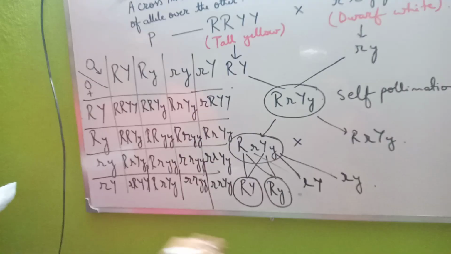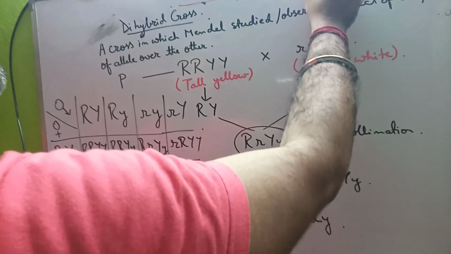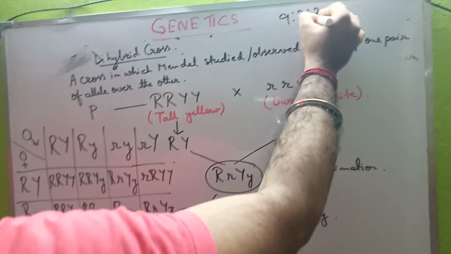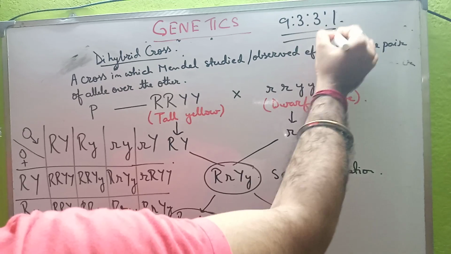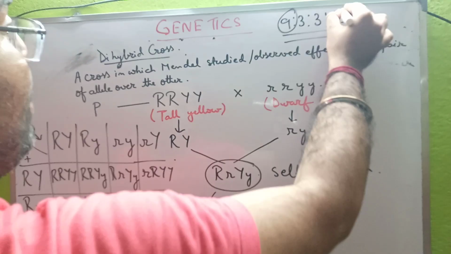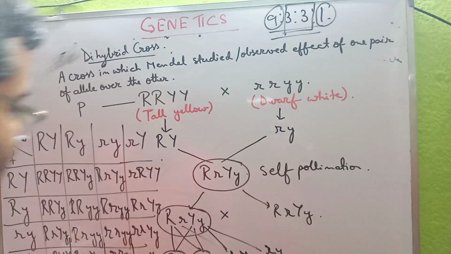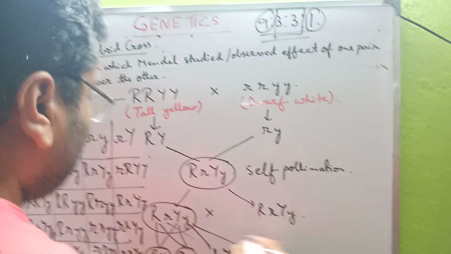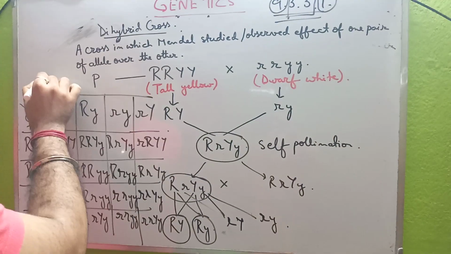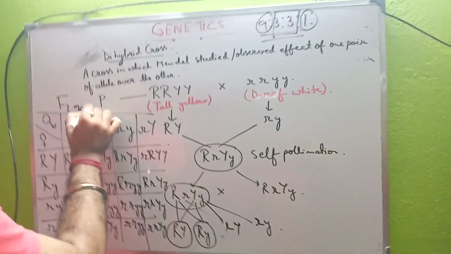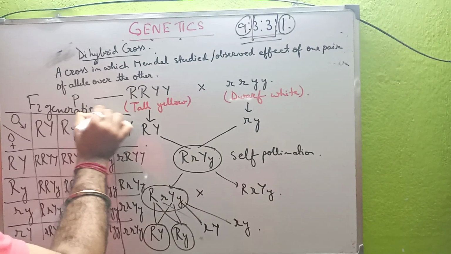And after completing this whole checkerboard, you will be finding that the ratio is 9:3:3:1. Out of this, 9 are pure dominant, 1 is pure recessive, and these are the two hybrid characters which we are getting from the F2 generation. This is the F2 generation these gametes are representing.